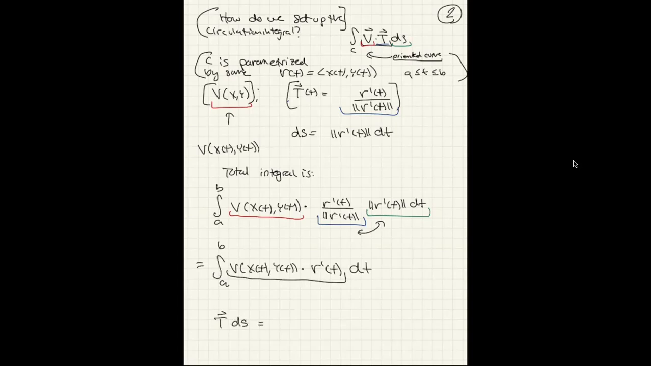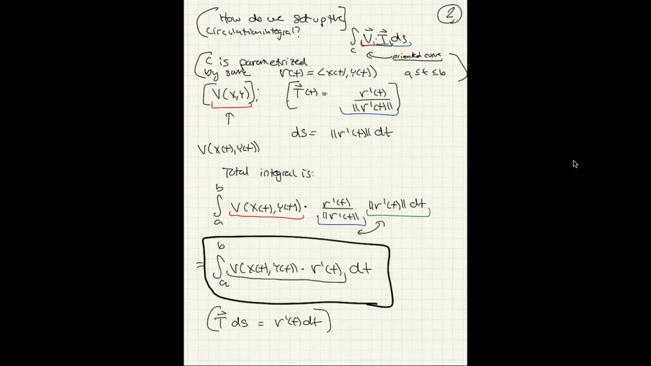ds is really r prime of t dt. So there's kind of some cancellation that occurs, but this is really the formula that you'll be plugging things into. And again, it's kind of like a scalar line integral because you're integrating a function along a curve.